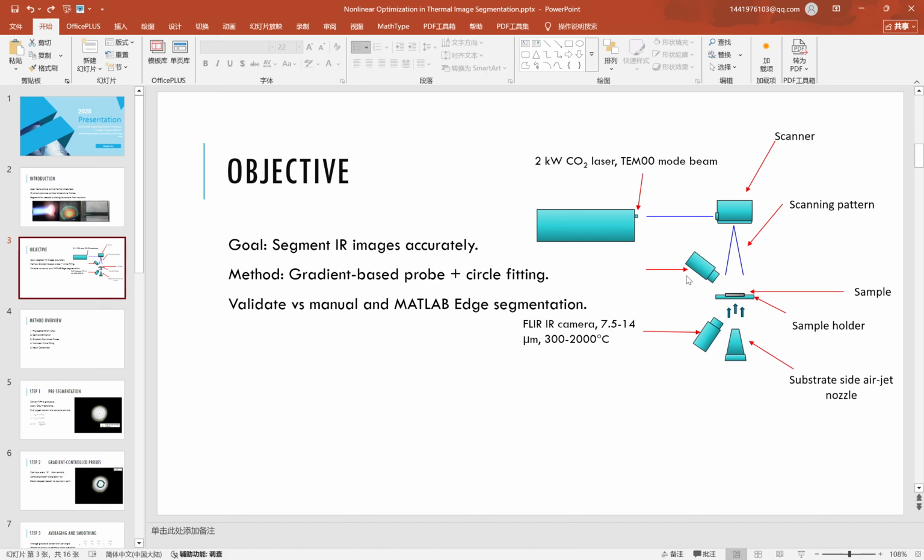We captured from two sides. One is an infrared camera above, and one is an infrared camera below. The below camera is a third infrared camera, 7.5 to 14 micrometers, and the detecting temperature range is 300 to 2000 Celsius.